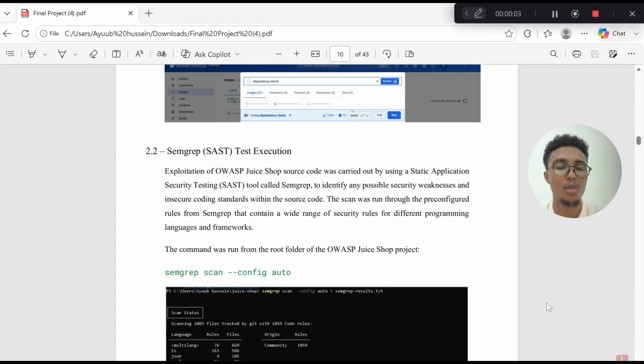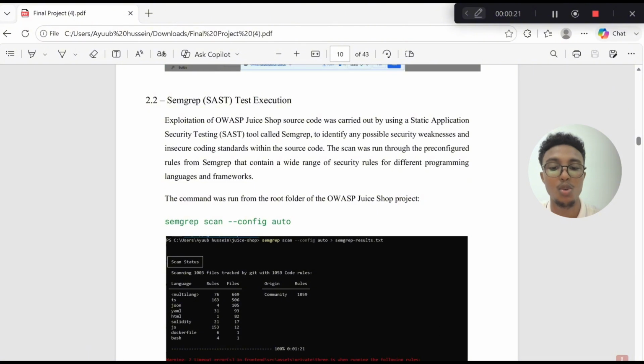Assalamu alaikum warahmatullahi wabarakatuh. Doctor, my name is Ayub Hussein Ahmed, and I will present my part of this project. I was responsible for the SimGraph static application security testing, or SAST, and also the dynamic application security testing, also known as DAST. First, I will explain the SimGraph test execution.